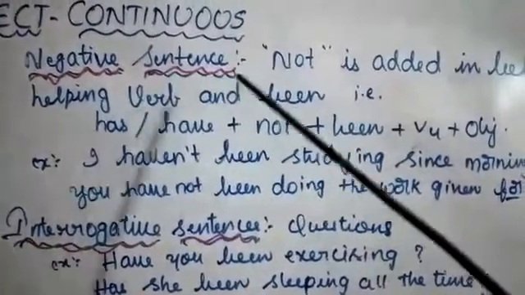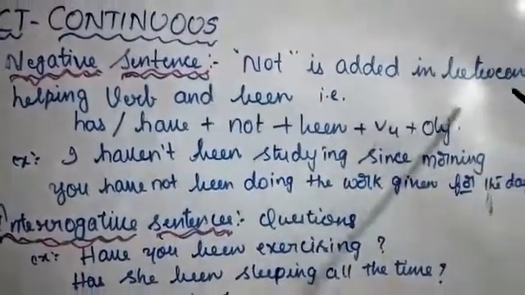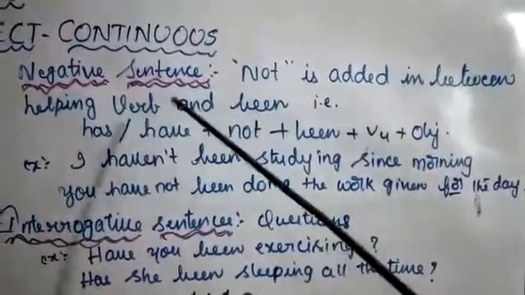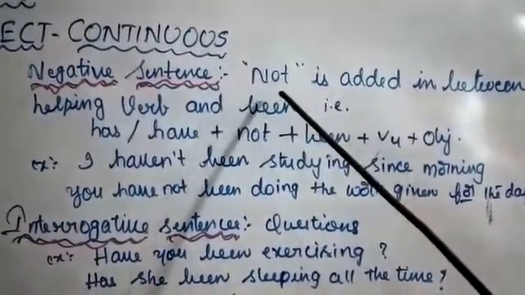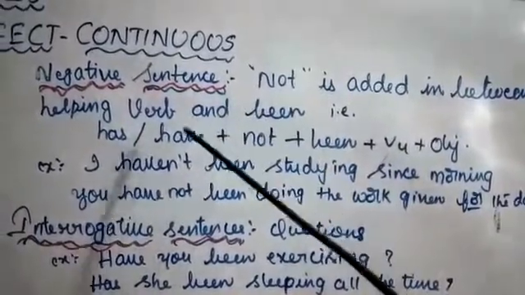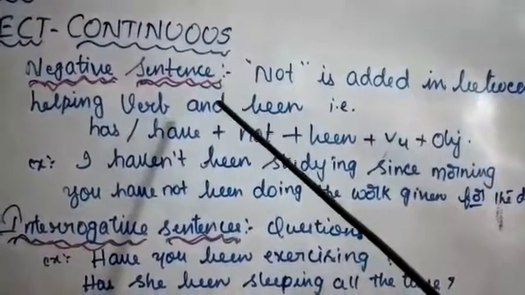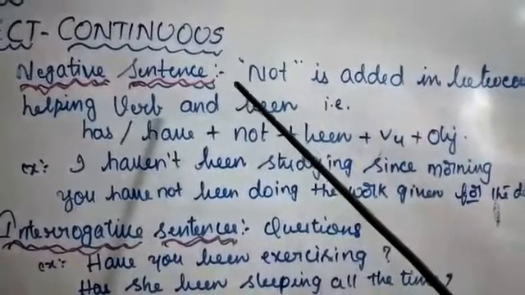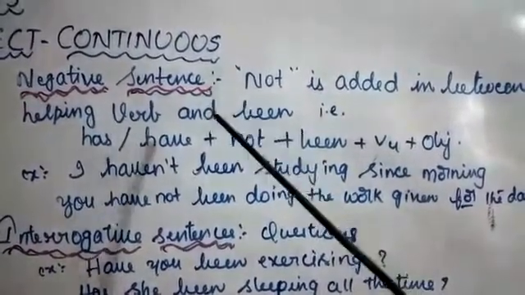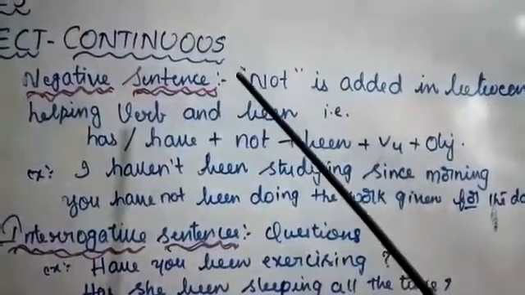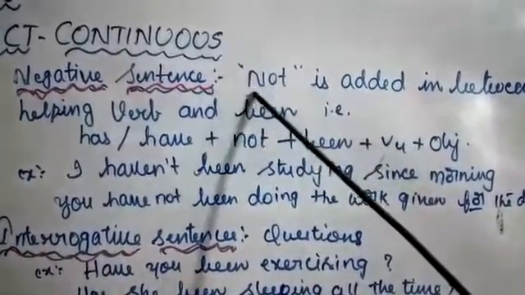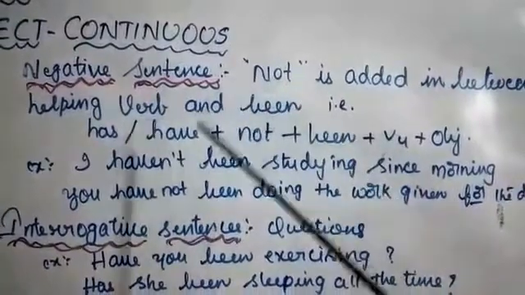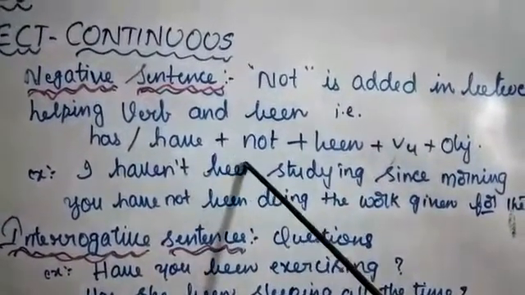Negative sentence means not is added in between helping verb and been. Yes, usually not is added to the affirmative sentences to make the sentence into negative sentences, isn't it? But here we will get a doubt where we have to add this not. So at the end, or else at the beginning, or else in between two.